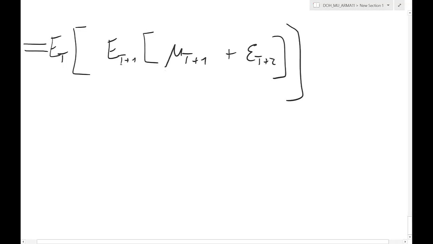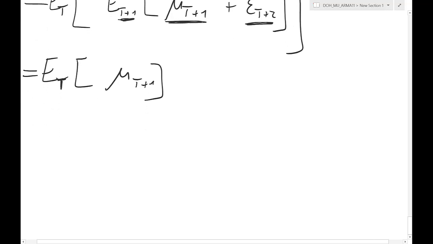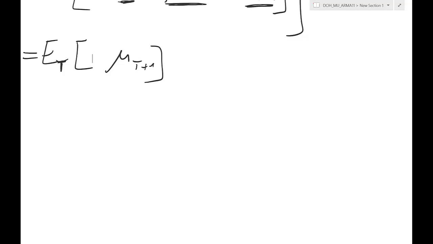So now again, as of t plus 1, that is known, while epsilon as of t plus 1 is an IID white noise process with mean 0. Therefore, it simplifies to that expression. And we've already determined what the 1-step ahead forecast looks like. But let's just do it step by step.